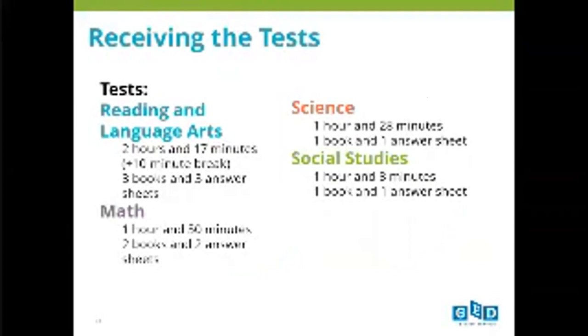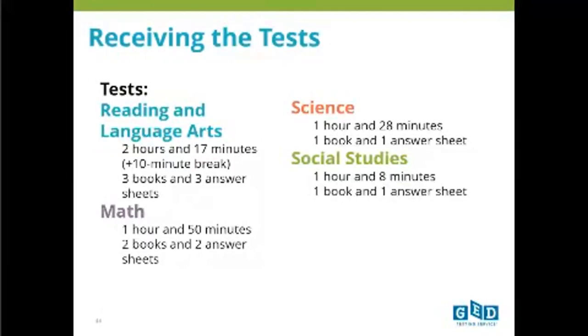The math exam is an hour and 50 minutes, and it includes 2 books and 2 answer sheets. The science exam is an hour and 28 minutes, and it includes 1 book and 1 answer sheet. And the social studies exam is an hour and 8 minutes, and it includes 1 book and 1 answer sheet.